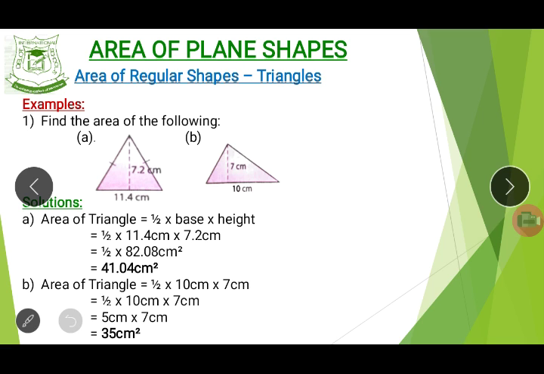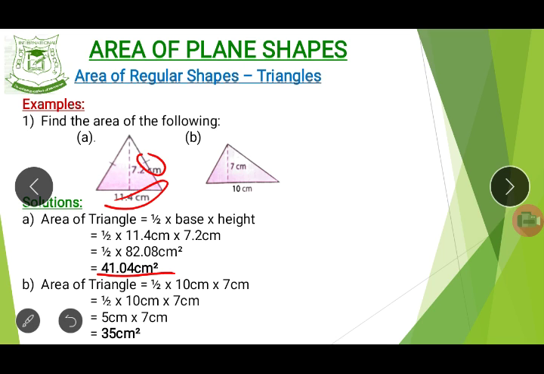That is 1/2 times, what is the base for the first one? 11.4 centimeters, times what's the height? 7.2 centimeters. When you multiply both of them, you have 82.08 centimeters squared. Half means you divide it by 2, right? So when you divide it by 2, you have 41.04 centimeters squared. You see that now?